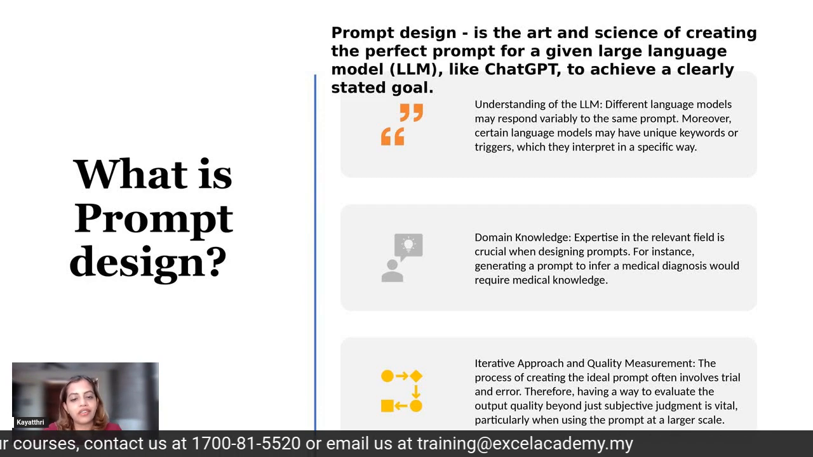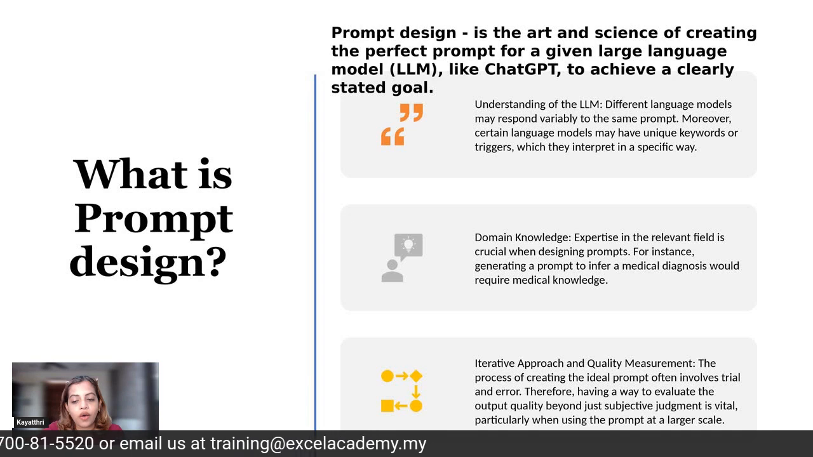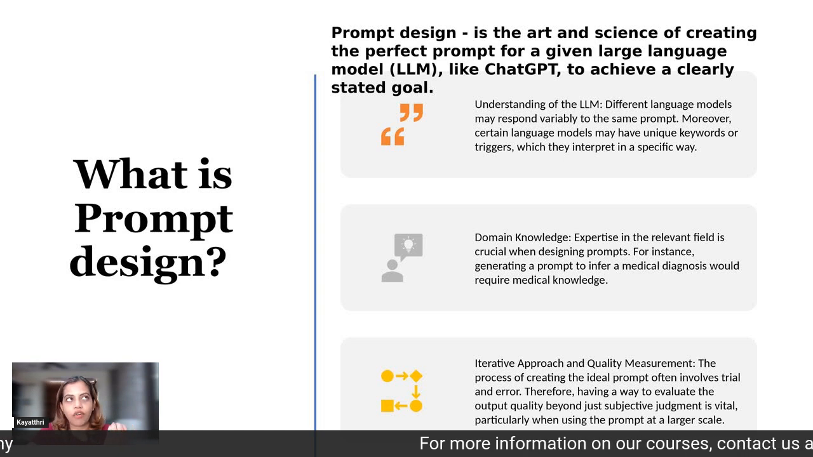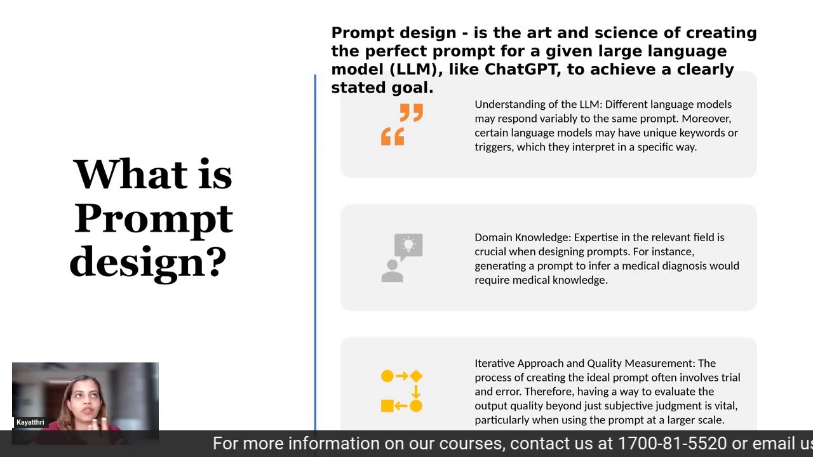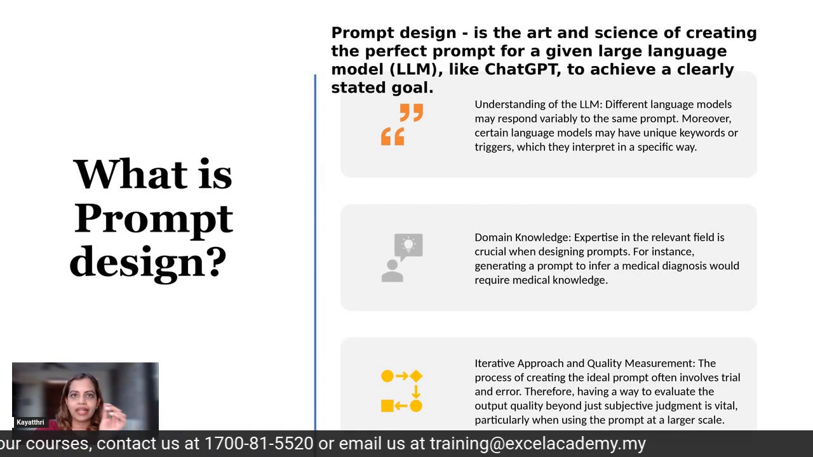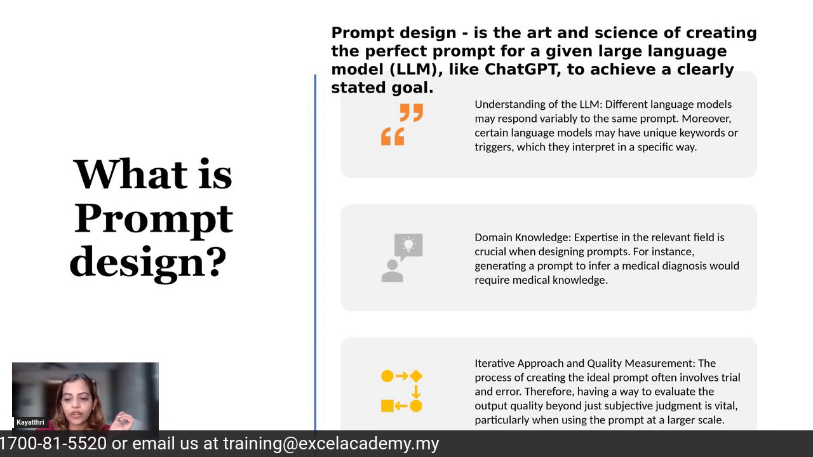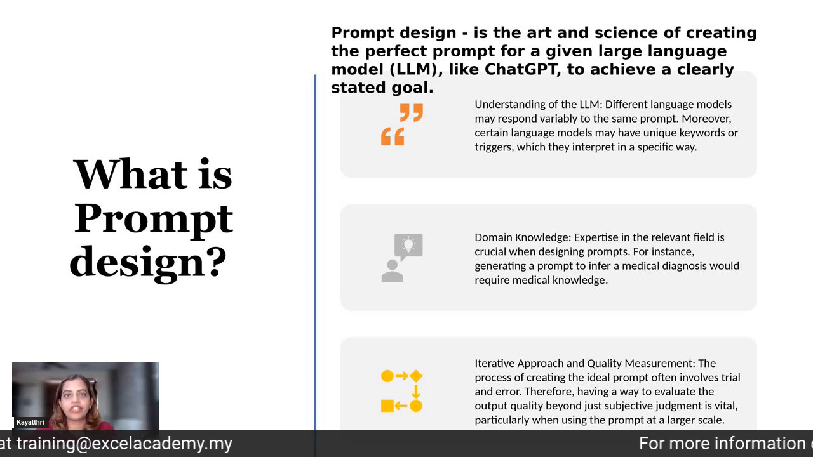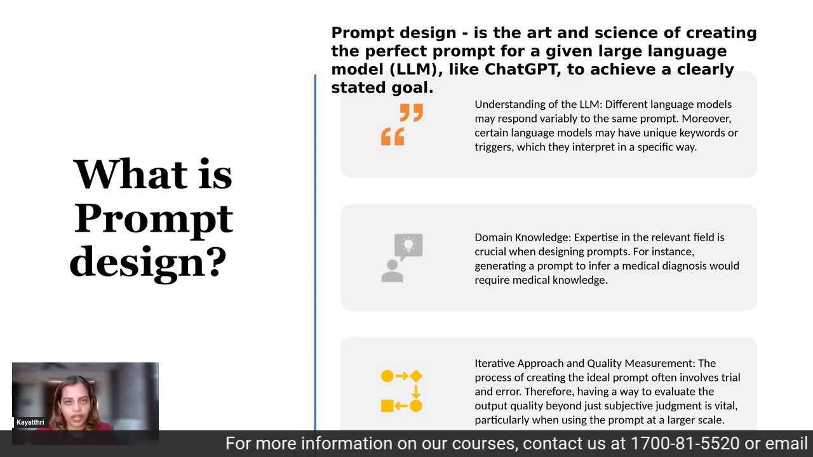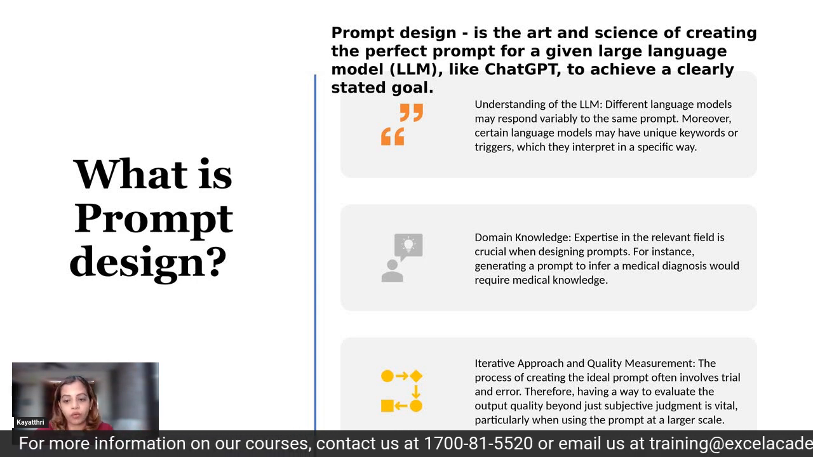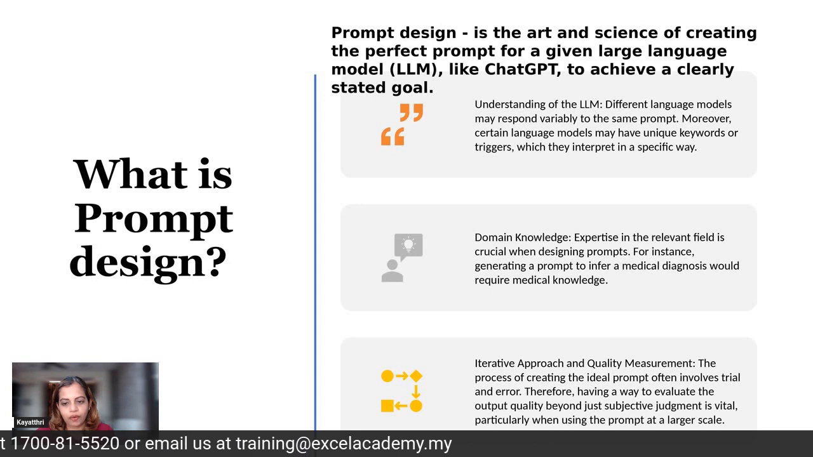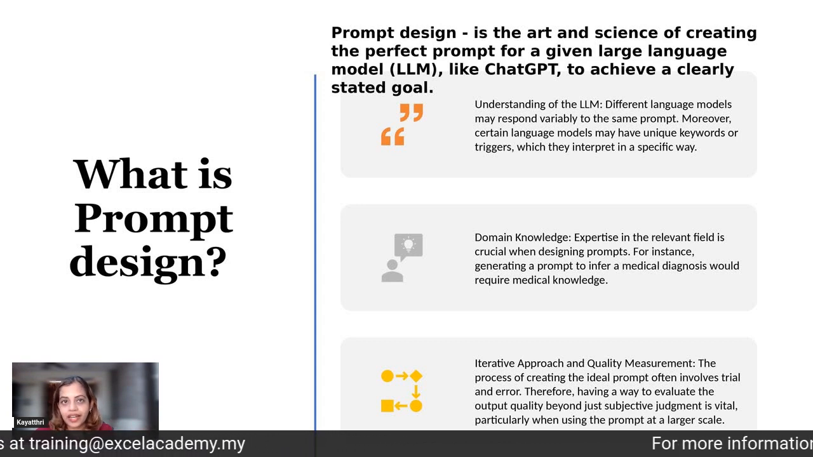The third one is the iterative approach and quality measurement. This is a model that actually works, but the process of creating a prompt is not like this. Like I said, there's no perfect prompt. You may say this prompt works, but it is still trial and error. So you need to keep doing tests and measuring, do the trial, do the error, and then evaluate. You have to evaluate the output beyond your subjective judgment. Try to prompt it again and see the difference.